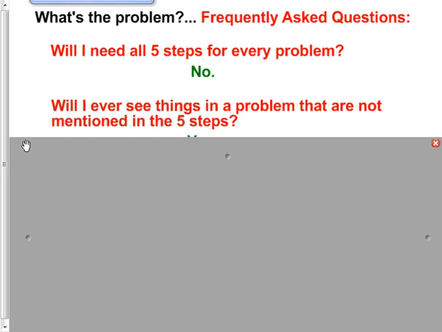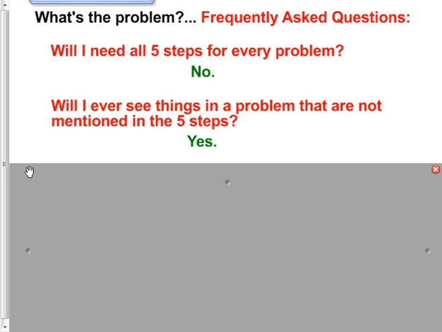Will you ever see things in a problem that are not mentioned in the 5 steps? Yes, absolutely. Guys, these 5 steps, I have simplified and dumbed down as far as a human can simplify something, to try to get you to memorize the very basics. There are 100 things that could show up in a problem that aren't specifically mentioned by Parents' Complaints Vary For Everyone. So what will you do when you run across those things?